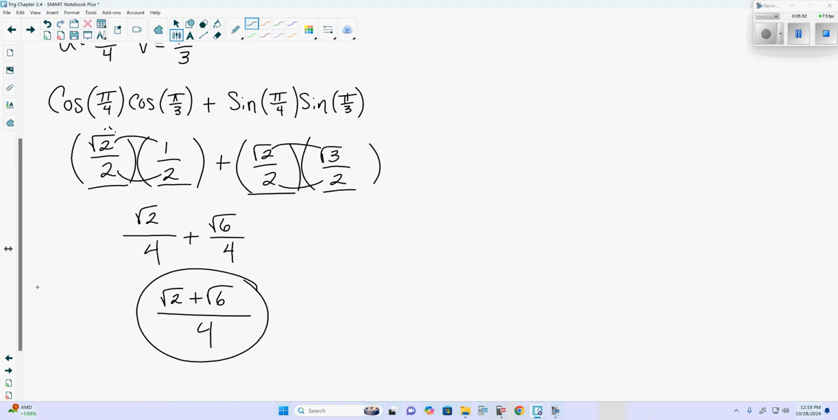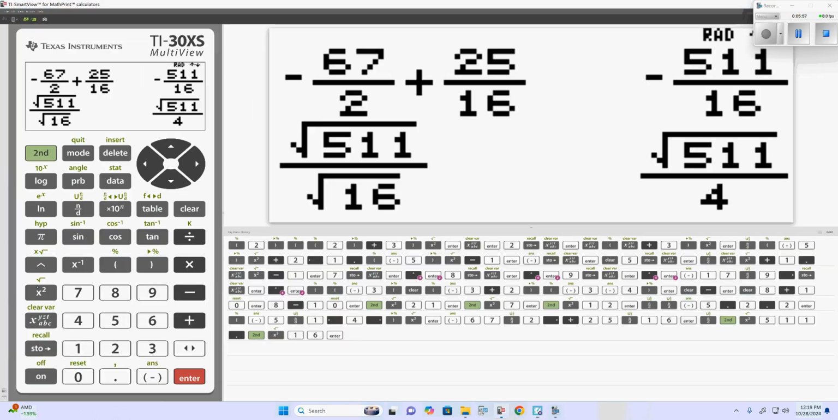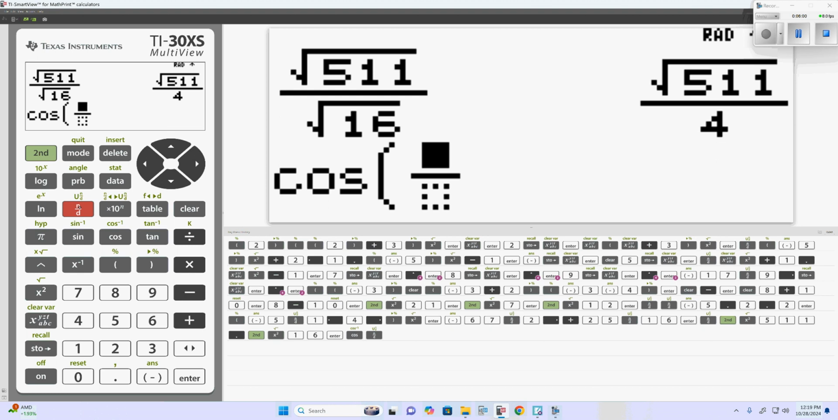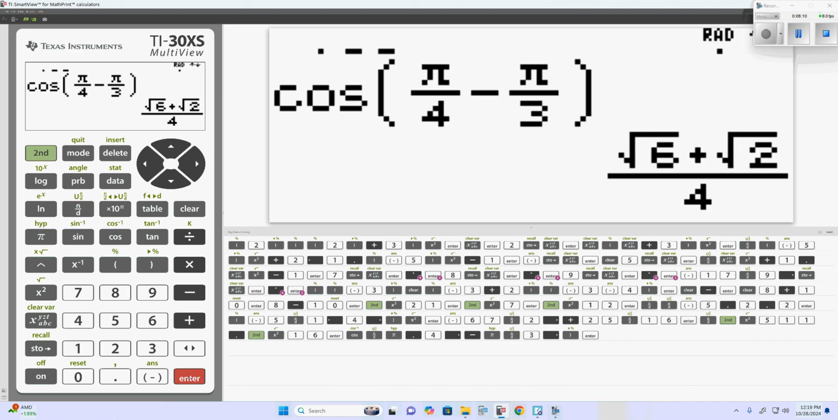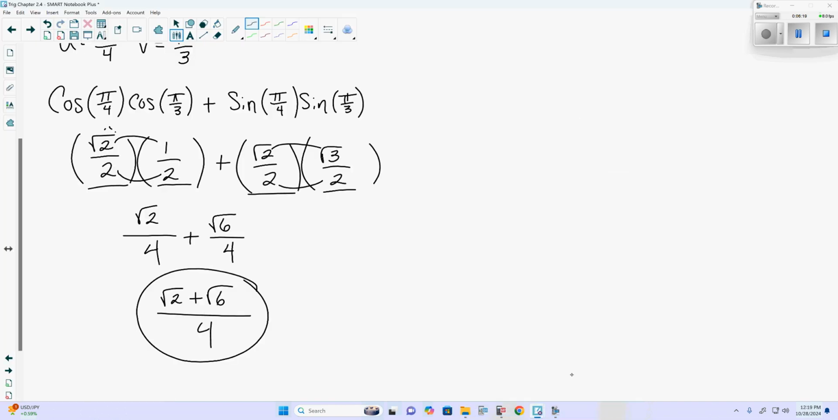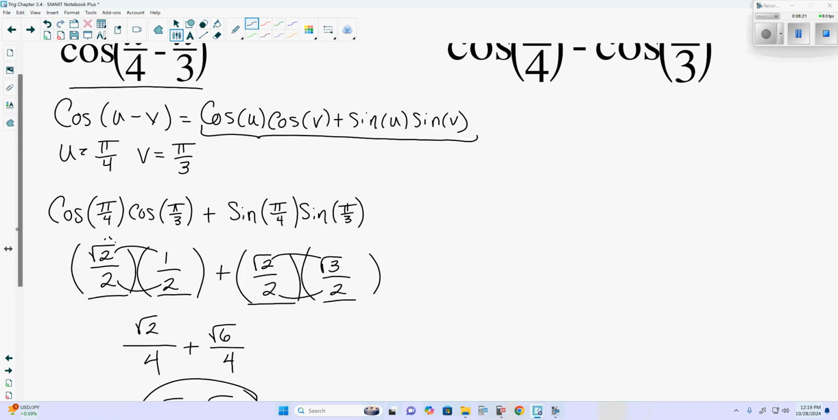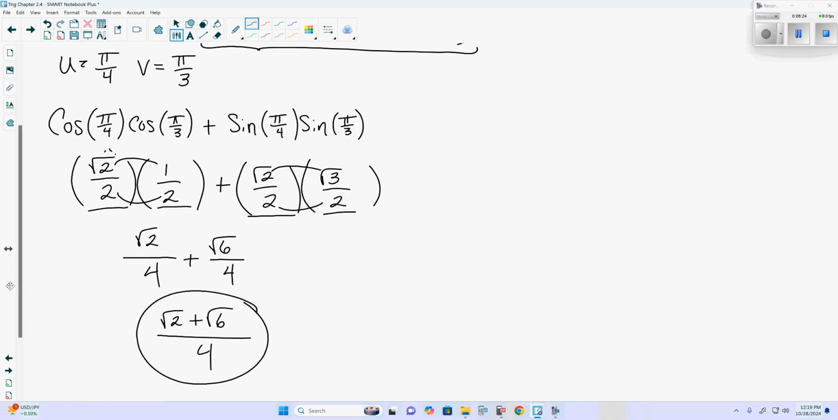Over 4 minus 5 over 3. Questions on this? Same answer, they just have our radicals flipped. So that's the nice thing about the calculator, that it can do these. Questions on how we found the answer for this first part? We're good with this.